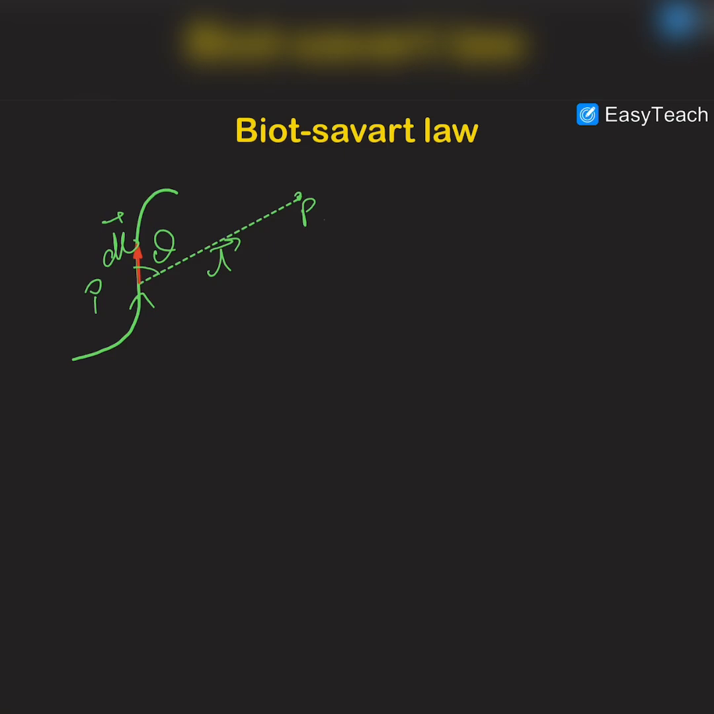The basic rule to calculate the magnetic field due to a smallest current carrying wire is given by Biot-Savart law. In this law you can see that this is a current carrying wire of any arbitrary shape, and there is a small length of the wire dl here. Due to this small length dl, the magnetic field at a distance r at a point P, where this angle is theta, will be given by Biot-Savart law.